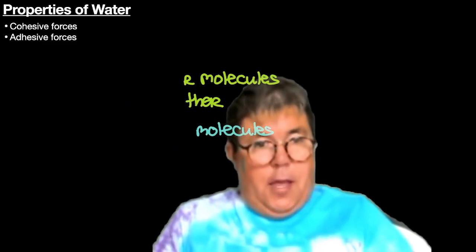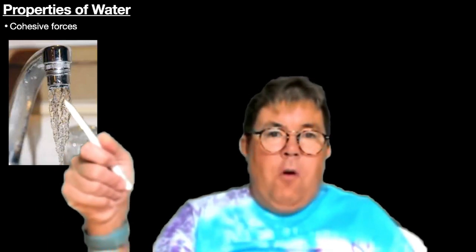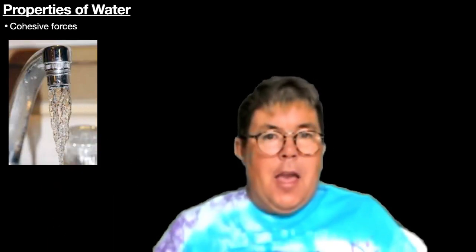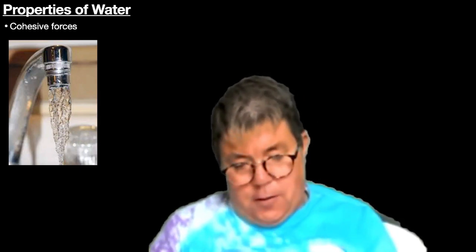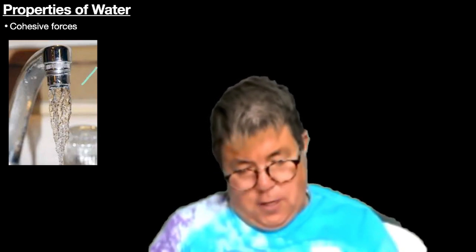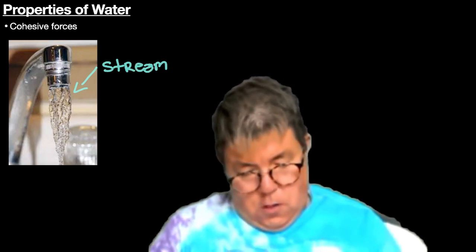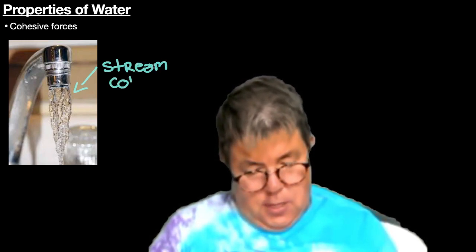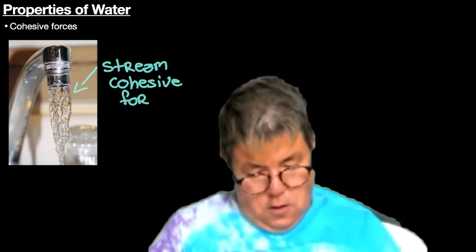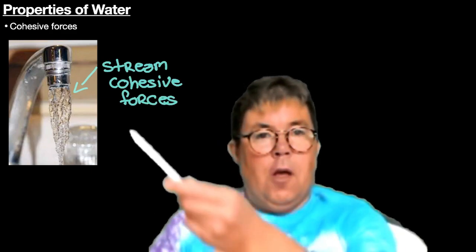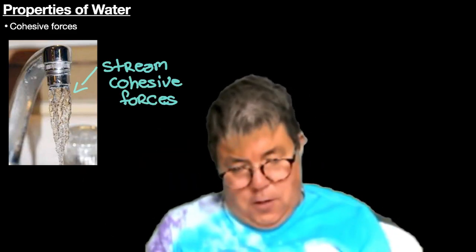Let me give you a few examples. I have a picture of water pouring out of a faucet. Why does water come out in a stream coming out of the faucet? The stream is related to cohesive forces. The water molecules like to stick to one another and come out into this steady stream.